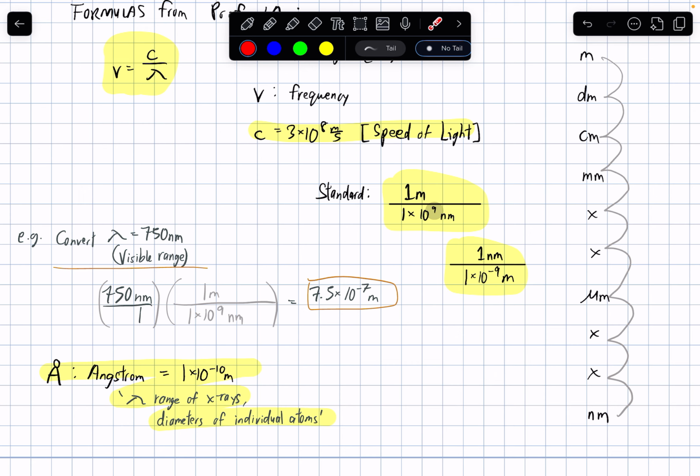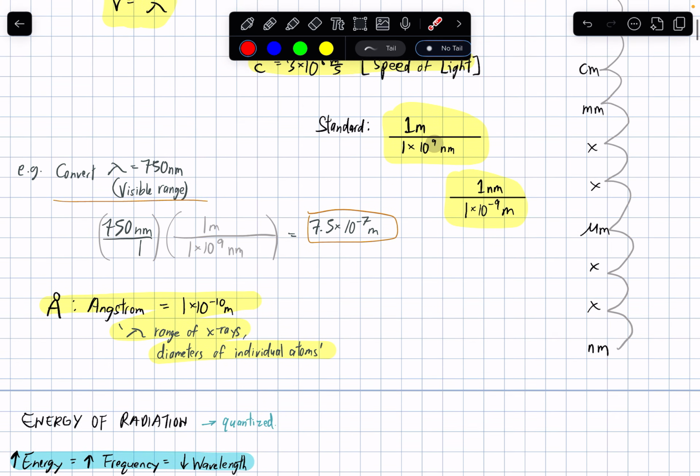So if you're in a situation where you want to cancel the nanometer unit, you can use this. 1 nanometer is equivalent to 1 times 10 raised to negative 9 meters. So that's it for that part.